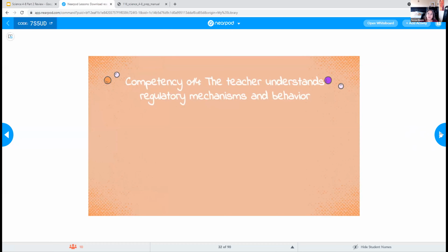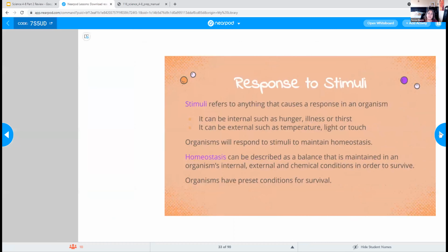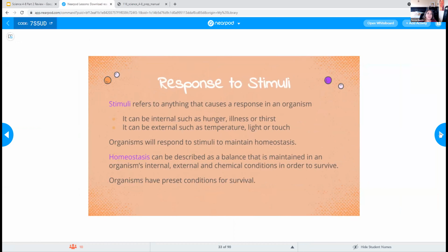Okay, so number 14 has to do with mechanisms and behavior. And when we talk about behavior, we're also referring to stimuli. A stimulus is just anything that causes a response in an organism. It could be internal, it could be external, right? So some of you may be tired right now, some of you may be hungry right now. That's an internal stimulus inside of you that's telling you that.